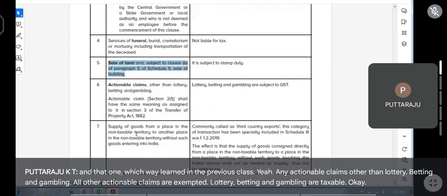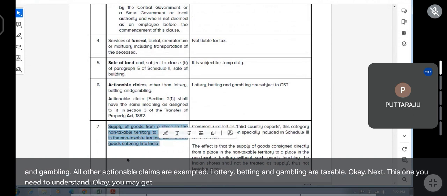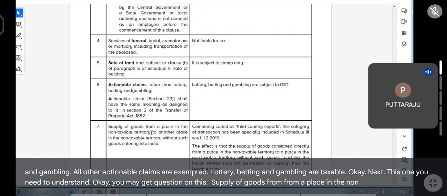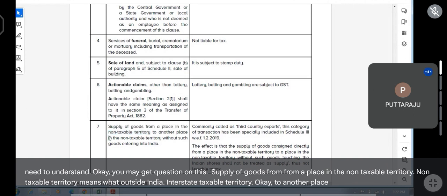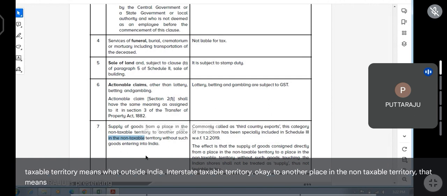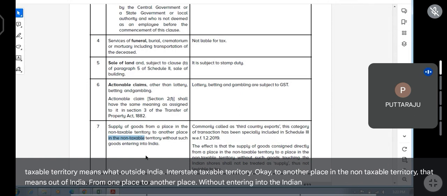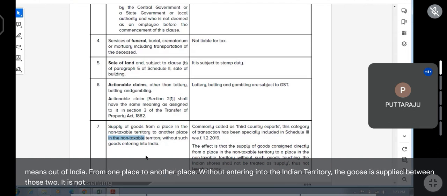Okay. Next. This one you need to understand. You may get question on this. Supply of goods from a place in the non-taxable territory. Non-taxable territory means what? Outside India. Entire India is the taxable territory. To another place in the non-taxable territory. That means out of India, from one place to another place, without entering into the Indian territory, the goods is supplied between those two. It is not taxable in India.